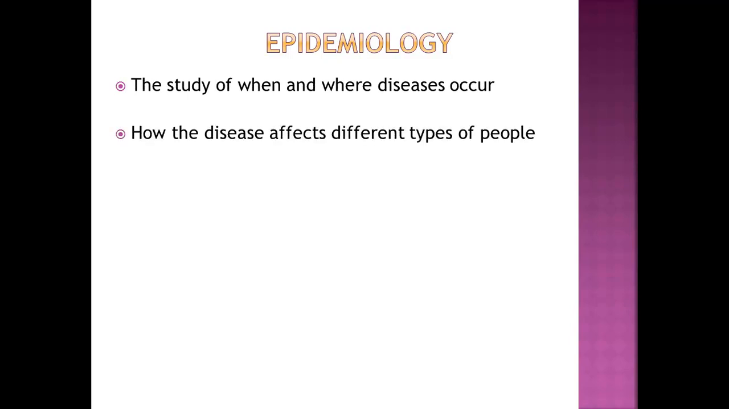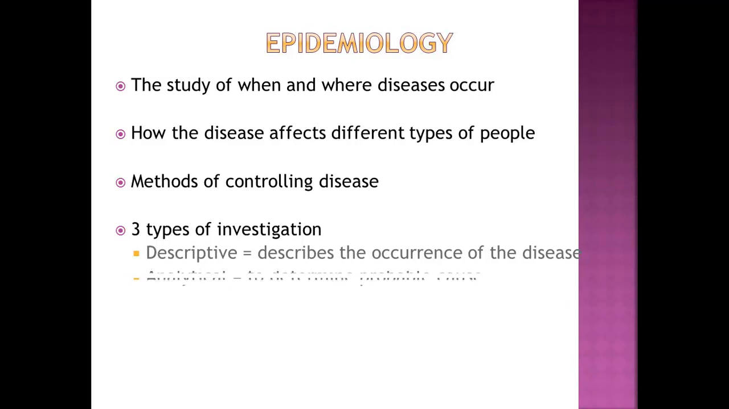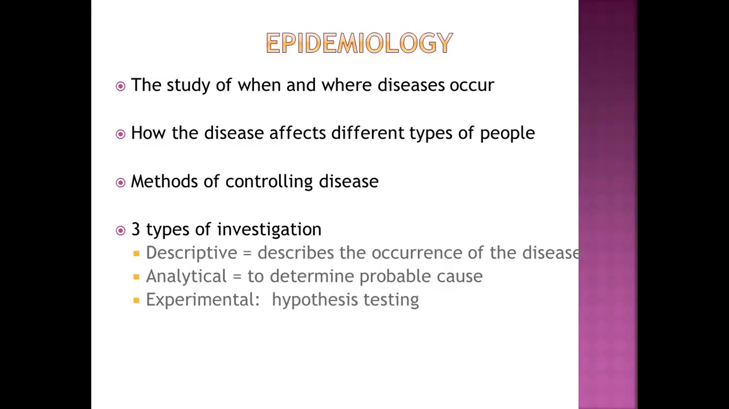Epidemiology is the study of when and where diseases occur, how the disease affects different types of people, and the methods of controlling disease. There are 3 types of investigation in epidemiology. Descriptive, which is the collection and analysis of data regarding the occurrence of disease. Analytical, comparison of a disease group and a healthy group. And experimental, the study of a disease using controlled experiments.